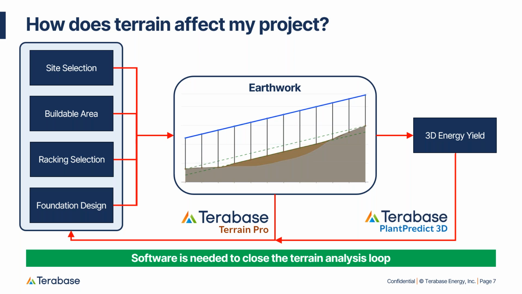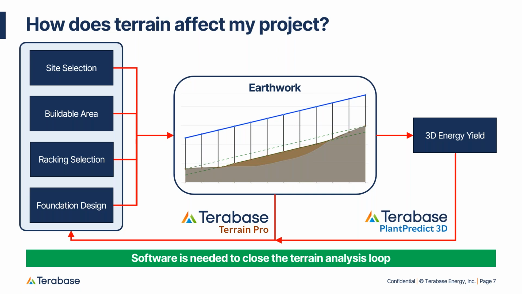Appreciate it. So I've got a couple of slides, 3 slides to be exact, that we've recycled from our previous webinar, and I just wanted to go through them and hit some of the highlights. So terrain, or the geometry of the site surface, is an important consideration that can influence a number of key project decisions, including those on the left-hand side of the slide. So that includes site selection, buildable area, racking selection, and foundation design, to name a few.